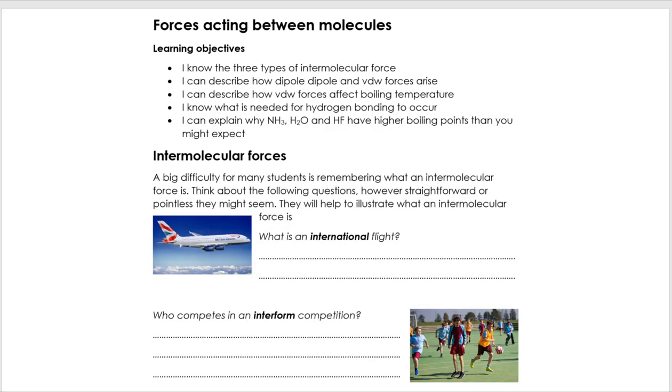So, in the first instance, these two questions might seem a little bit silly and a little bit unnecessary. But as we begin to understand what intermolecular forces are, we can use the understanding of similar words to help us to do that. So I'd like to think about these two questions. What is an international flight, and who competes in an interform competition?